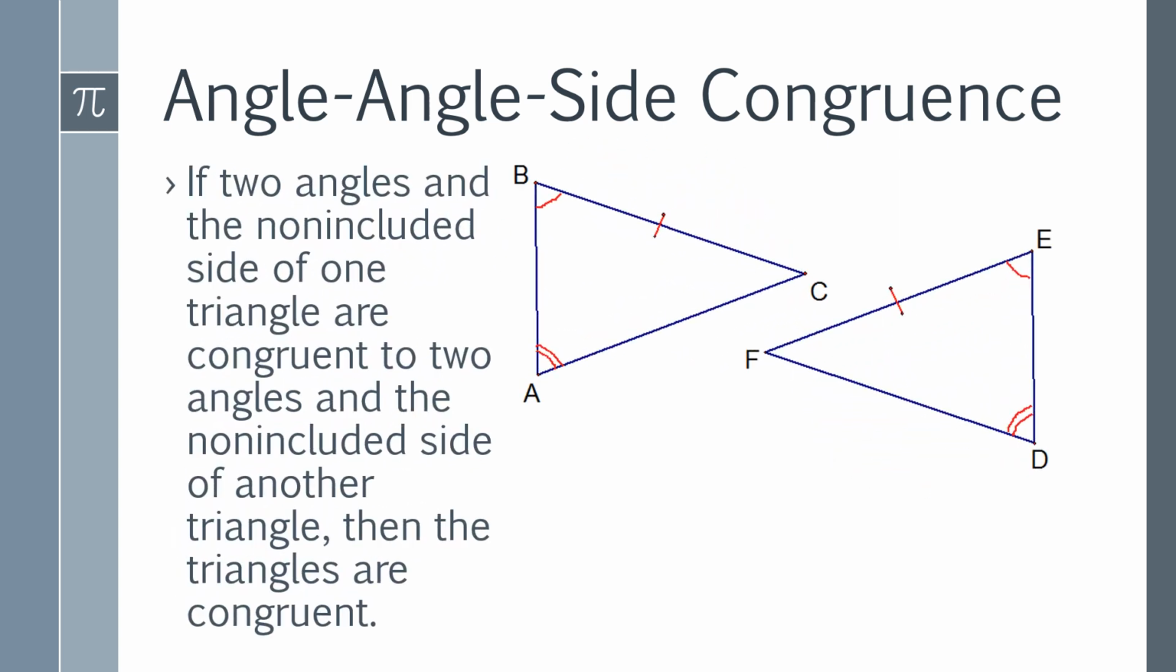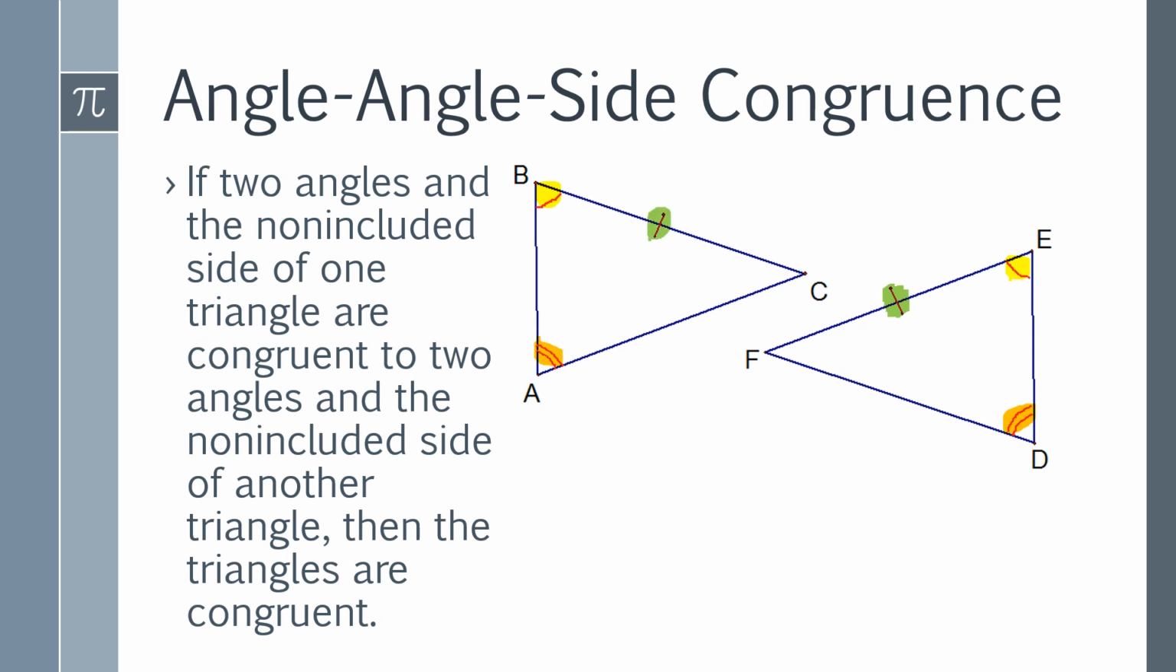Okay, now if two angles and the non-included side of one triangle are congruent to two angles and the non-included side of another triangle, then the triangles are congruent. So in this instance here, what we have is, again, angle and then another angle, and then this side is not in between them. Now, how can that be?